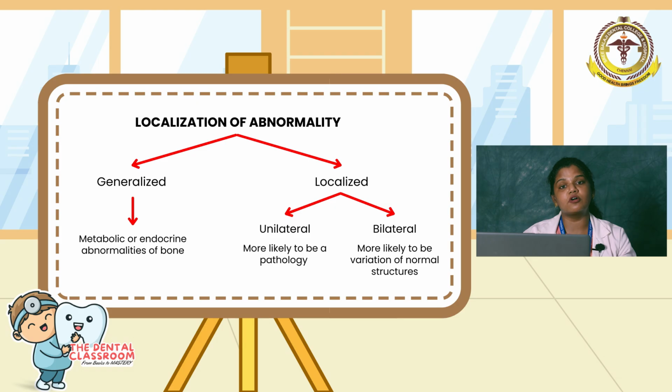So the first is the localization of abnormality. See whether it is generalized or localized. Generalized can be due to some metabolic or endocrine abnormalities of bone, and localized can be unilateral or bilateral. Unilateral is most likely to be a pathology, and bilateral it can be due to variation of normal structures.